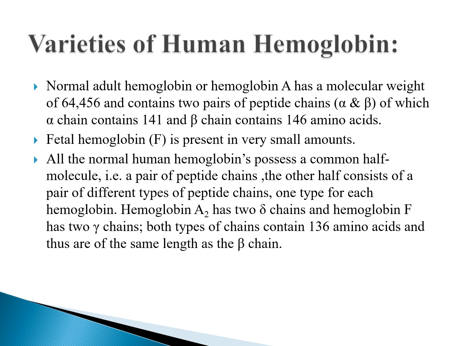All the normal human hemoglobins possess a common half molecule, that is a pair of peptide chains. The other half consists of a pair of different types of peptide chains, one type for each hemoglobin. Hemoglobin A2 has two delta chains and hemoglobin F has two gamma chains. Both types of chains contain 136 amino acids and thus are of the same length as beta chain.